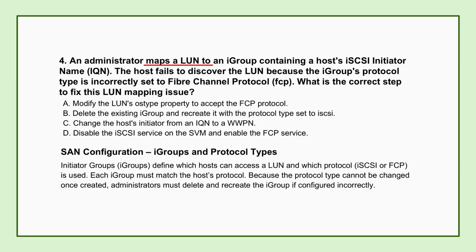An admin maps a LUN using iSCSI, standard stuff, but the host just cannot see it, can't discover the LUN. Okay, troubleshooting time. Right. And they figure out the initiator, the host trying to connect, was added to an igroup.